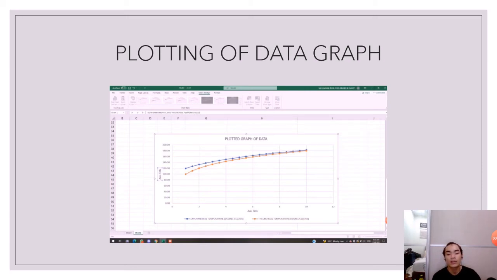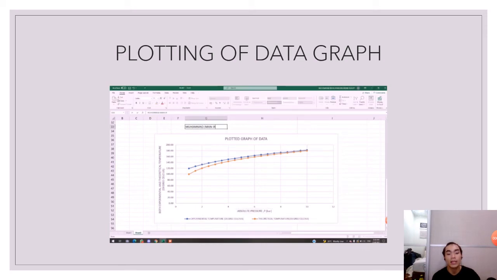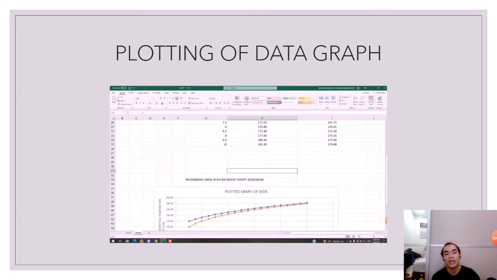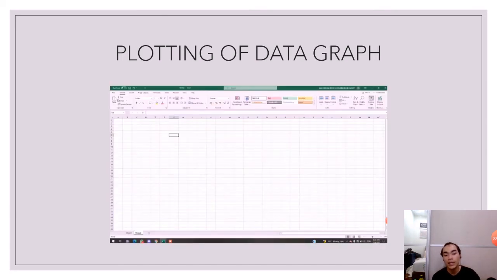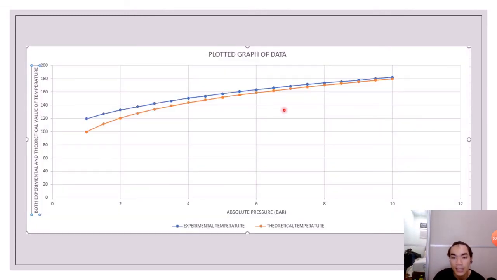What I did there is the plotted graph of data. It's both experimental and theoretical temperature against the absolute pressure. As proof that this is mine, that's my name and my matrix ID. So this is the final graph.